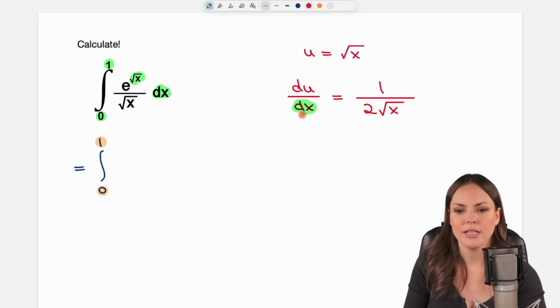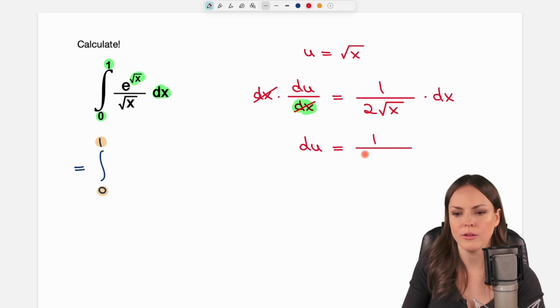First we have to get this dx out of the denominator, so let's multiply both sides of the equation by dx. It cancels out here then, and we only have du left. On the other side, we have all of this beautiful stuff here times dx. We still want to solve for dx, so we have to get rid of this fraction here.